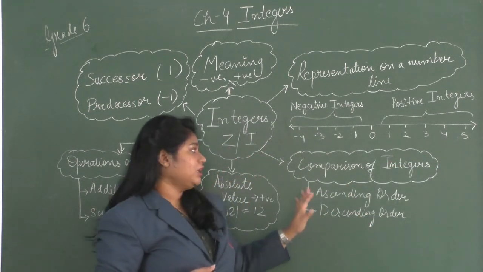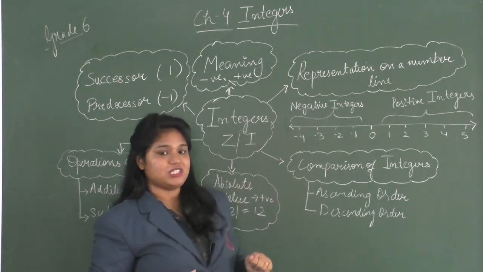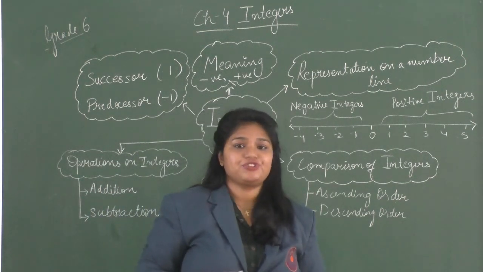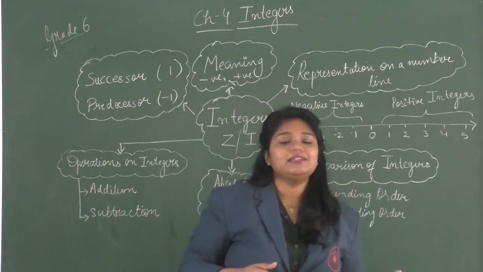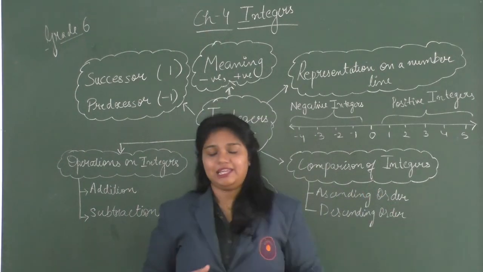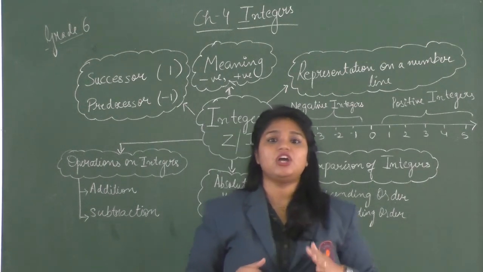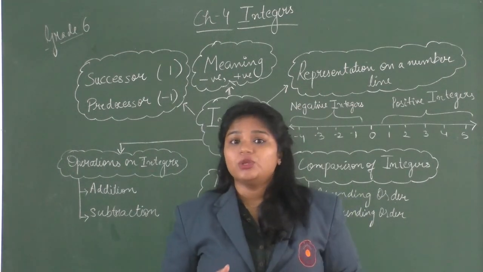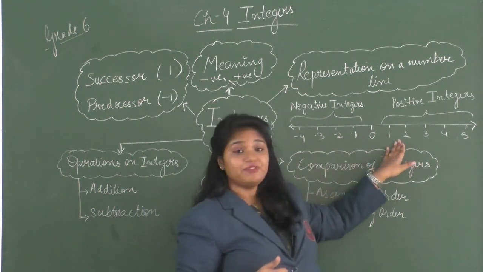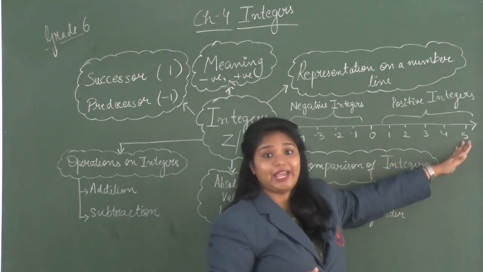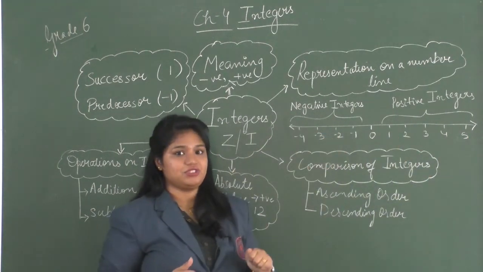Next, we learned about comparison of integers. Under comparison of integers, we learned that all the numbers towards the right are greater than the numbers towards the left. We also learned that positive integers are always greater than the negative integers. Why? Because positive integers are placed towards the right of the negative integers.